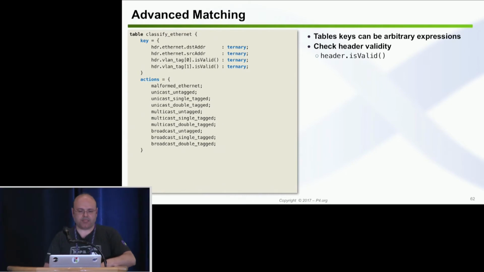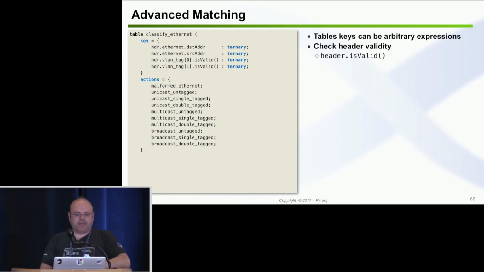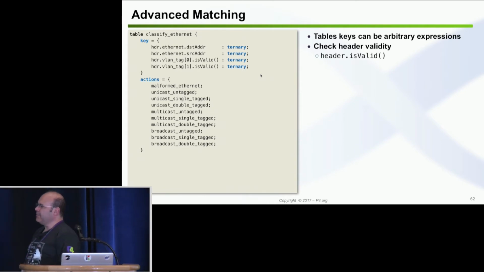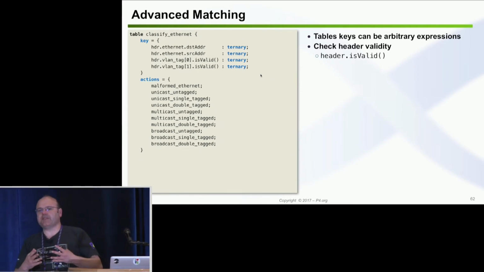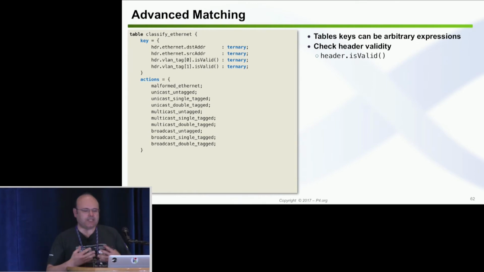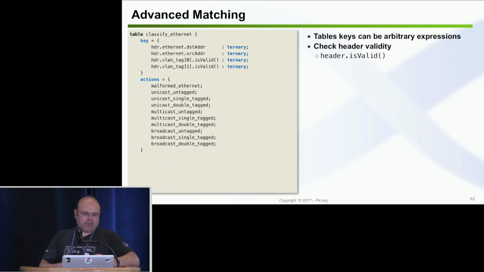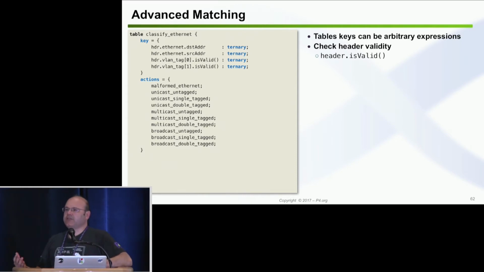And here's what I'm doing here. I match on the Ethernet address, both destination and source, and also on the validity of the tags. So what I was trying to do here is define a table which performs the initial classification of the L2 packets into a variety of categories. Some of them will be just malformed, and some will be very specific: single tagged unicast packet, untagged unicast packet, and so on and so forth. That's where I really need to check how many VLAN tags I have in the packet.